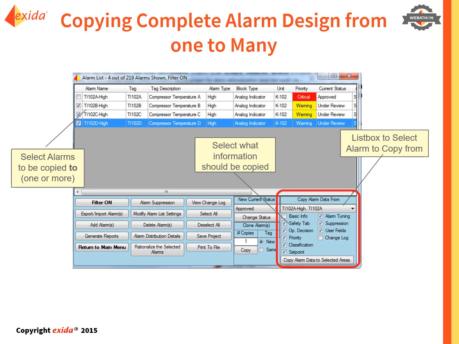So here's an example where we are copying the attributes for one alarm, which is in the bottom right-hand box, and a list of the attributes that we want to copy from that alarm, and in the top box a list of all the alarms that are selected that we are going to copy the attributes to.